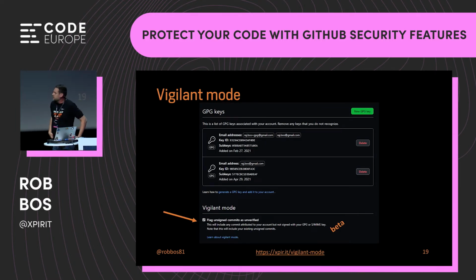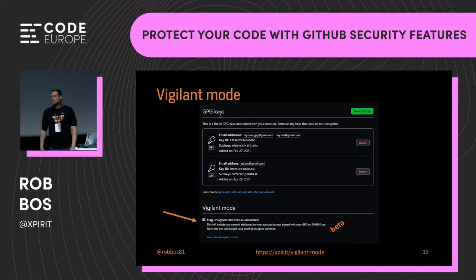The next step then is Vigilant mode. It's still in beta, but if you go to your user settings and your GPG key, there's now an extra flag there that you can set. And I will say, I as a user, this is on my account level, I want everybody in the world to see my commit messages and see if they have my signature on it.